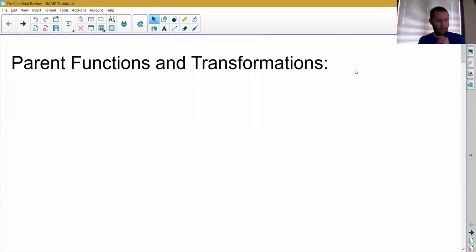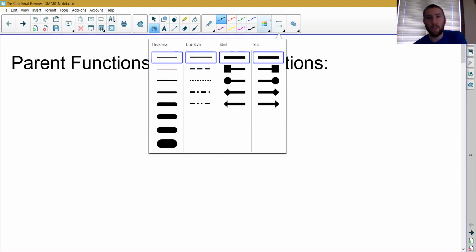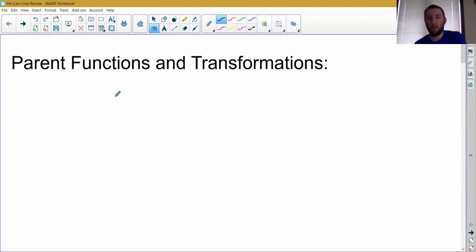So we started out with chapter 1. The first section of it was about parent functions and transformations. This was really a review of Algebra 2, where we should have somewhere at the beginning of our notebook some parent functions.